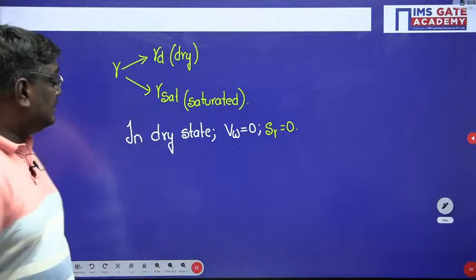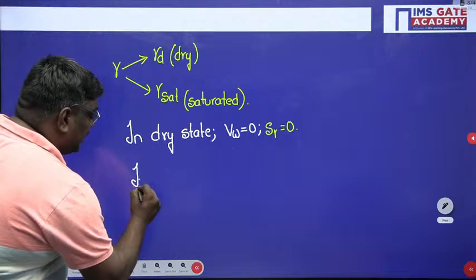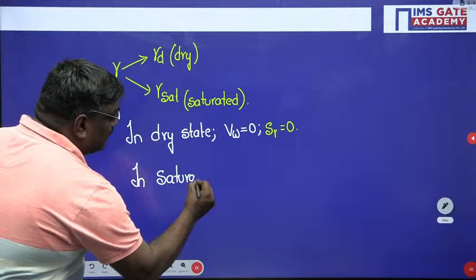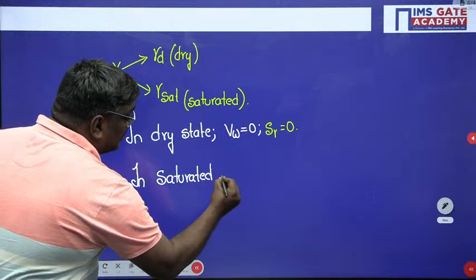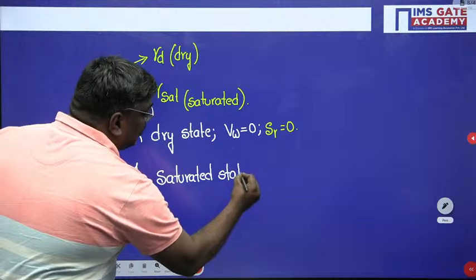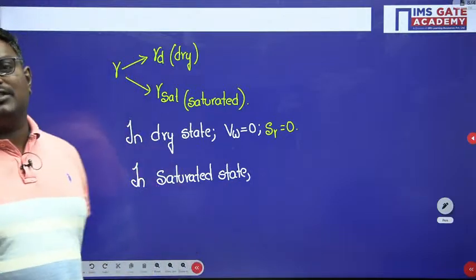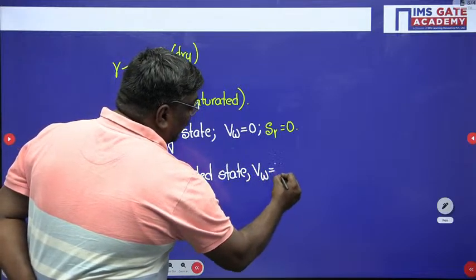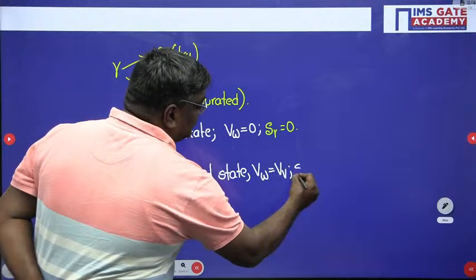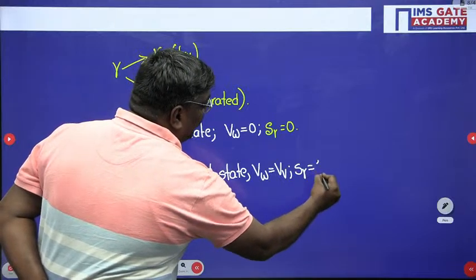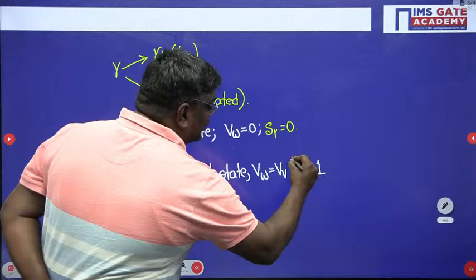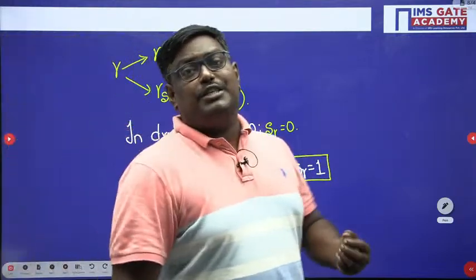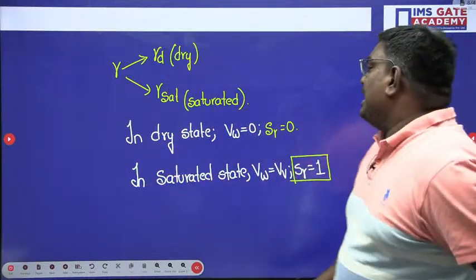Agree or not? Similarly, in saturated state, voids are completely filled with what, my dear students? Water. So you can write volume of water is equal to volume of voids. And in this case, degree of saturation will be equal to 1. Here you can say degree of saturation is equal to 1 in case of saturated. So here, if you use common sense, we can directly get the equation.